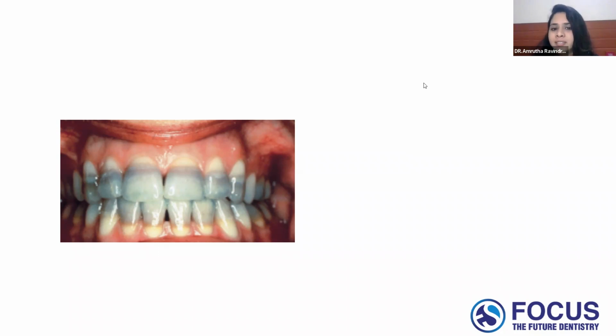In tetracycline staining, you get yellowish orange to bluish black color. They are very resistant, but still they respond to bleaching. Sometimes there might be cases where you have to do internal bleaching and external bleaching, and in some cases you will have to go for porcelain jacket crowns. Okay, so that finishes my presentation. I hope you have gained some knowledge about bleaching.